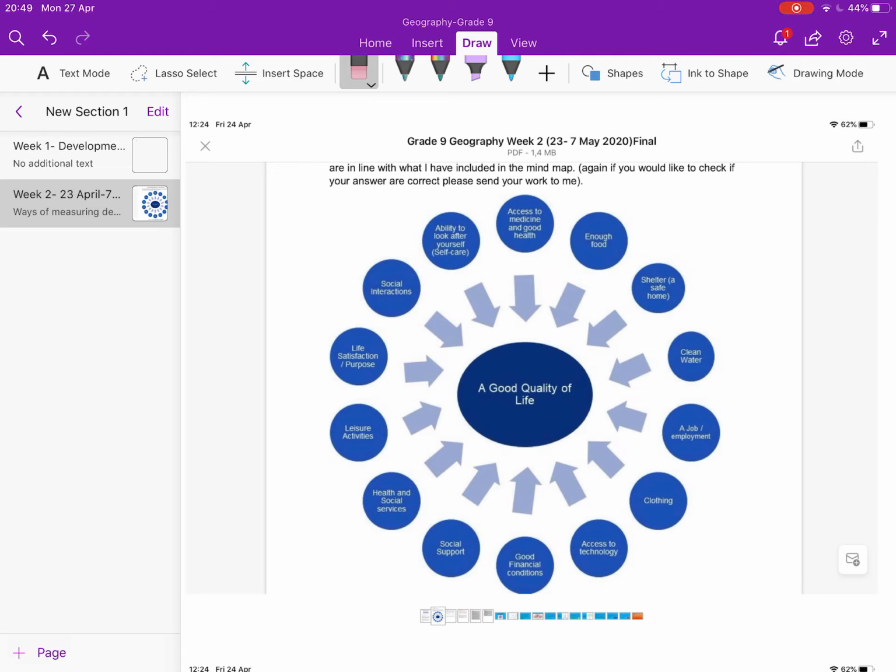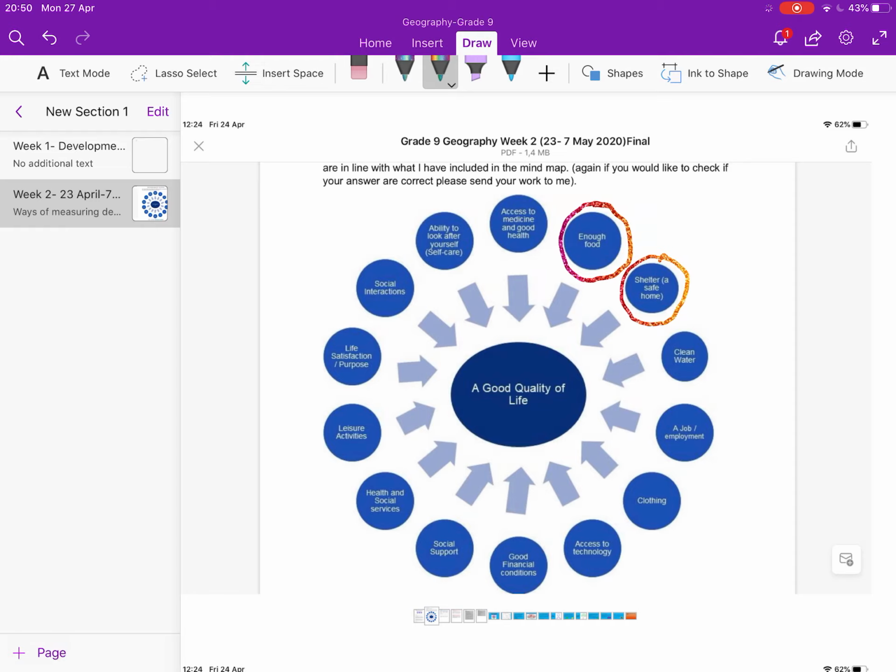It's lovely to be in a warm home. That is definitely good quality of life. Clean water, yes, so that we can drink it. A job and employment. Your parents need a stable job and employment in order to buy you stuff such as clothing for the girls and things.